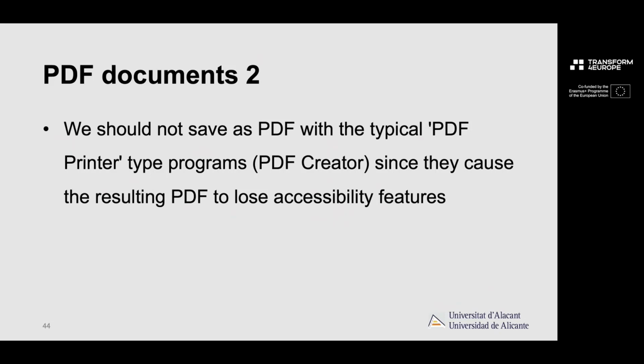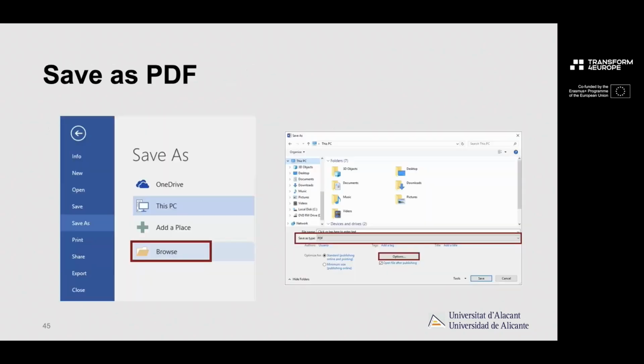We should not save as PDF with the typical PDF printer type programs, such as PDF Creator, because the resulting PDF document is text without a structure. And in the worst case, the content is created in images, which will make the document inaccessible to people who use support products.